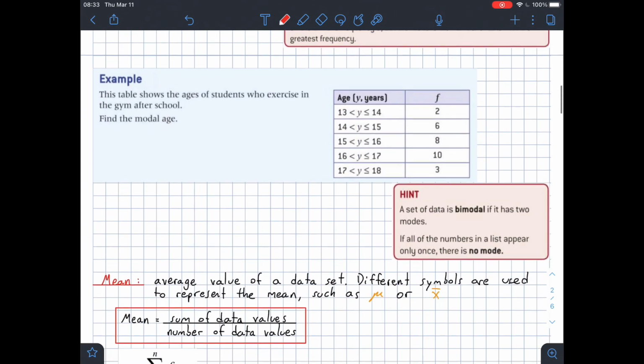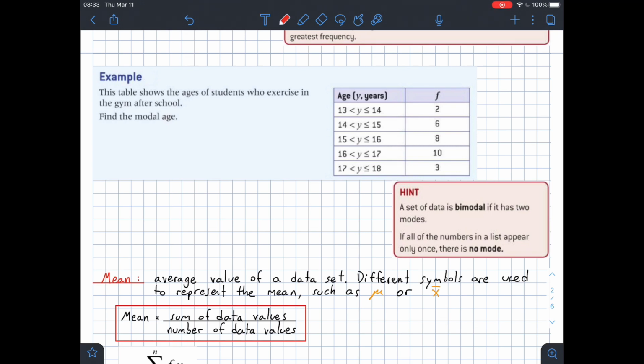Now, another way of presenting mode. Look at this example. It says that this table shows the ages of students who exercise in the gym after school. Find the modal age, right? Whenever we're given a variable as an interval, like here, finding the mode is the same thing. The mode in this case would be from 16 to 17, because it's the modal group that repeats the most.